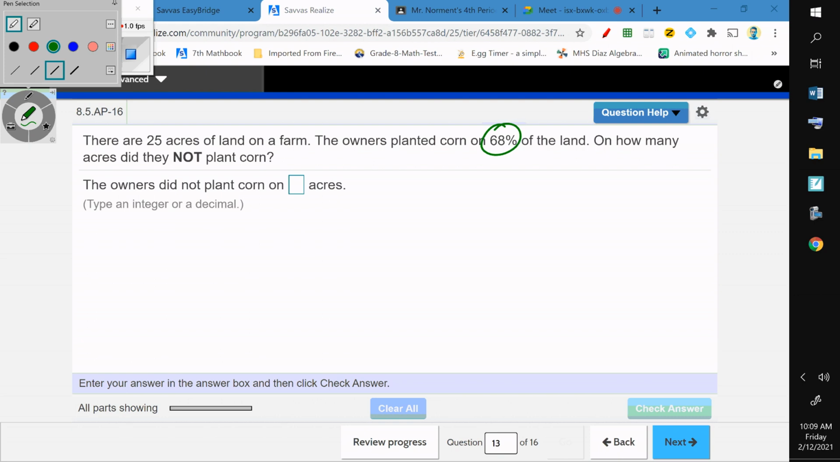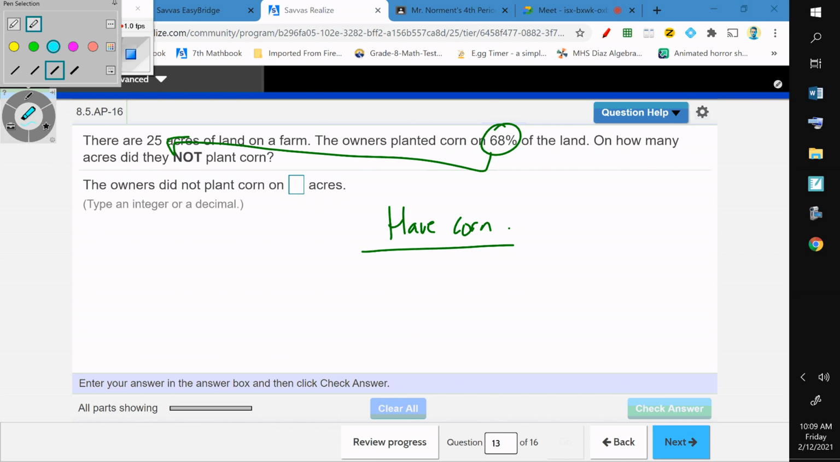You take this, you convert it to a decimal. You multiply it times this. You're going to get a number. Okay? You're going to get a number. That number is how many acres have corn. Okay? But look at the question.